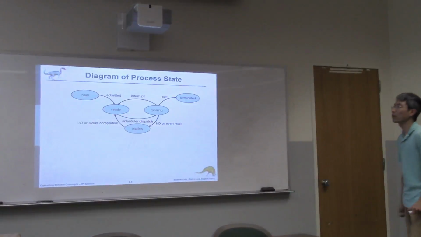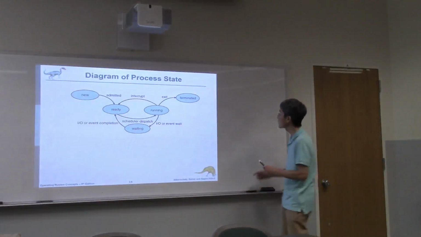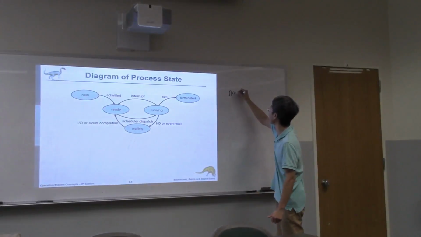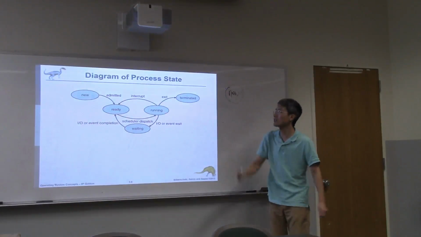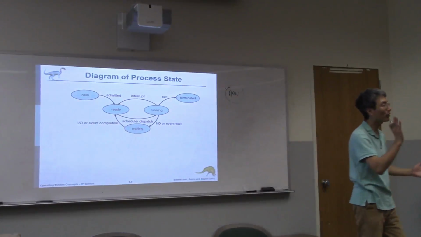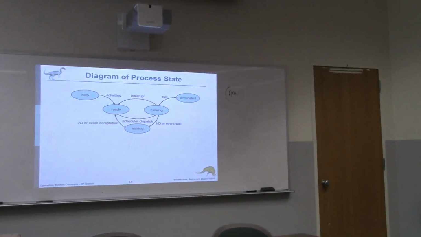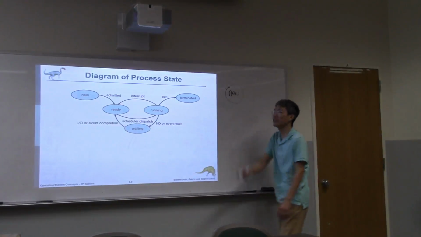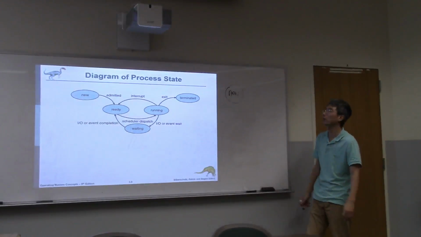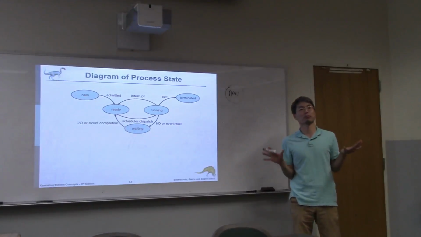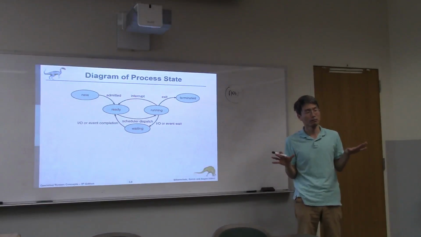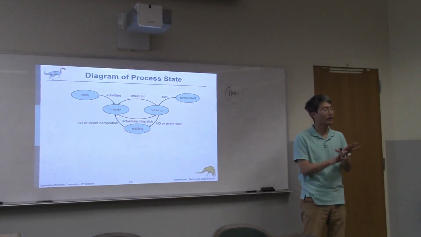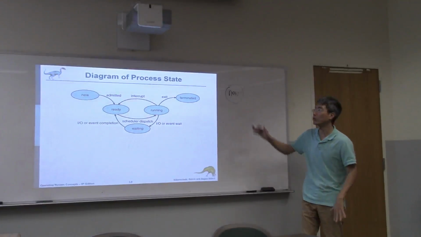So once the process is created, that is called a new process state. So the process is new, okay? Newly created. We will see how to create it later. Suppose that the process is created, so its status is new, but it's just created. Nothing has happened, okay? That is a new state.